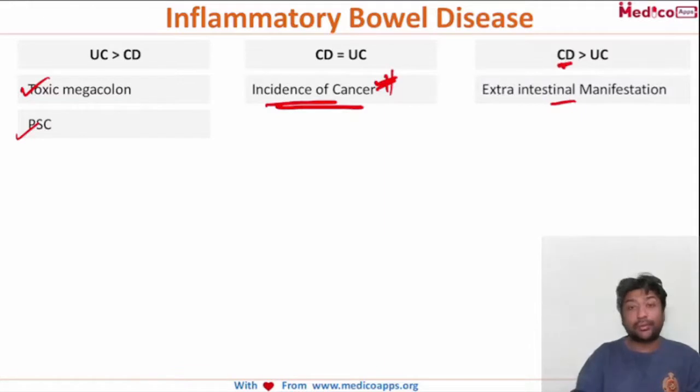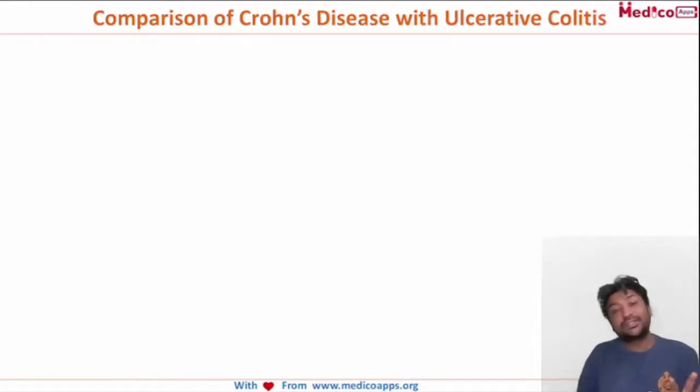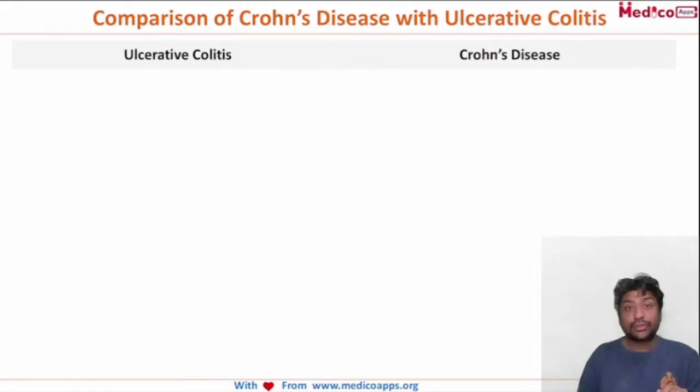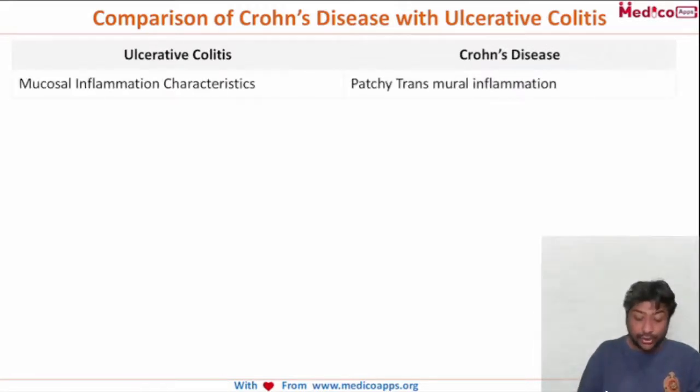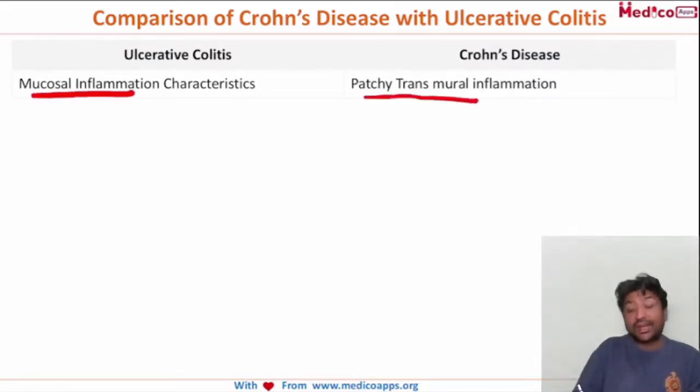So this is again a very important table. Lastly, I will finish this discussion by comparing Crohn's disease with ulcerative colitis. And if you know this slide, probably you will be able to answer most of the questions. So the most important is mucosal inflammation. So here mucosal inflammation is very characteristic. But here, patchy transmural inflammation.